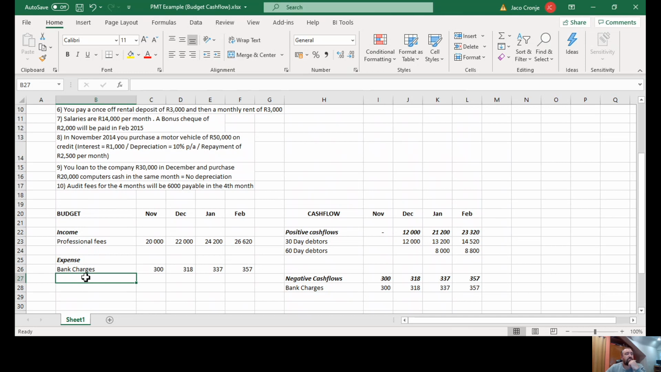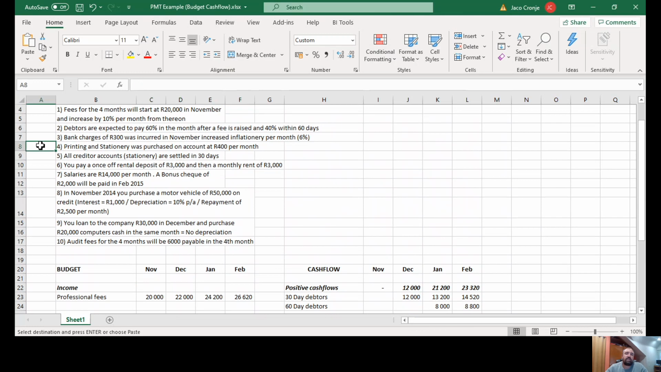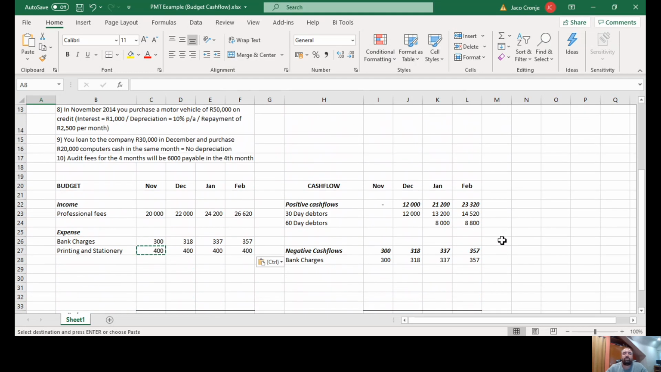is that an expense? If I purchase my stationery and printing and paper and I print on it, will someone give me that money back, or will I be able to sell that off again in future after I've used the pens and the pencils and paper? And the answer is no. So printing and stationery, we definitely know is an expense item. And I said it's simply 400 Rand every month. I then also specifically said that this printing and stationery was purchased on account at 400 Rand per month.